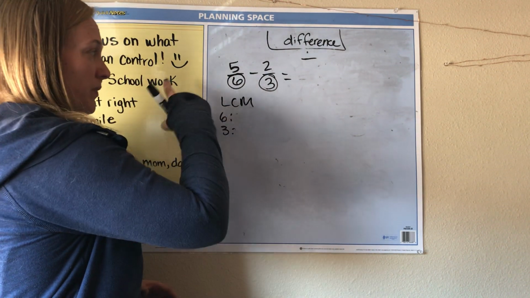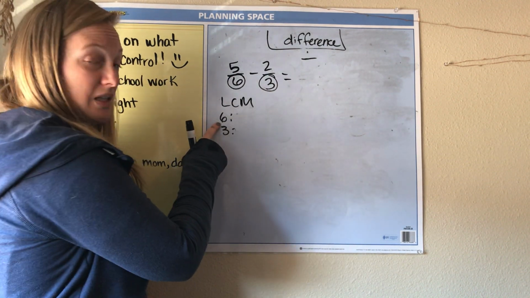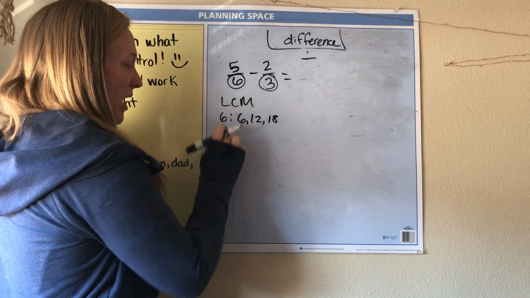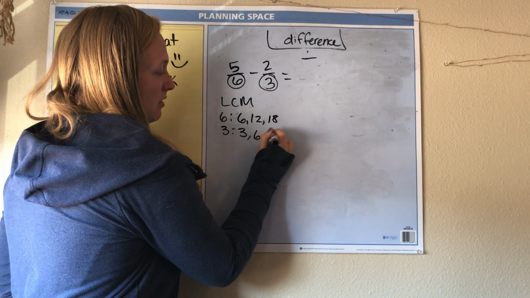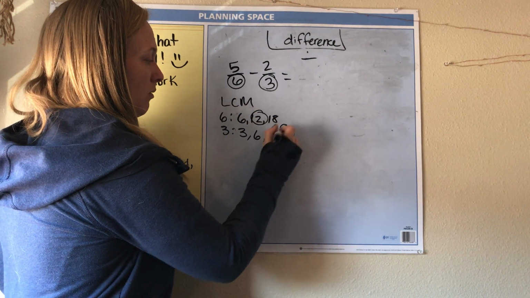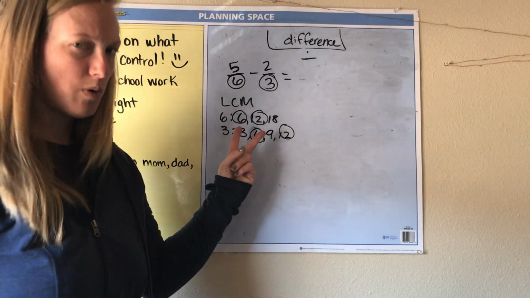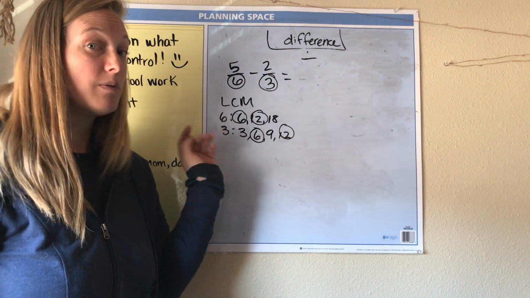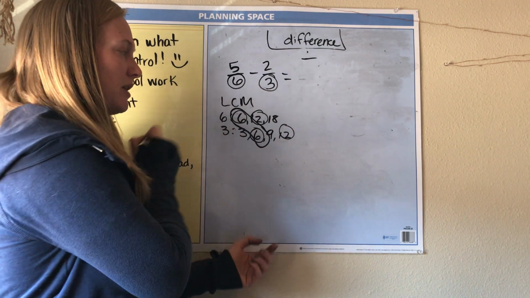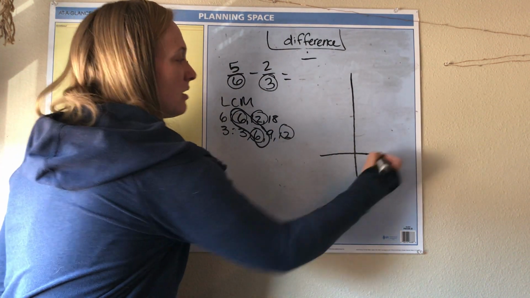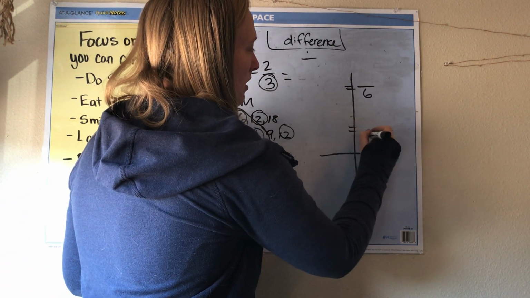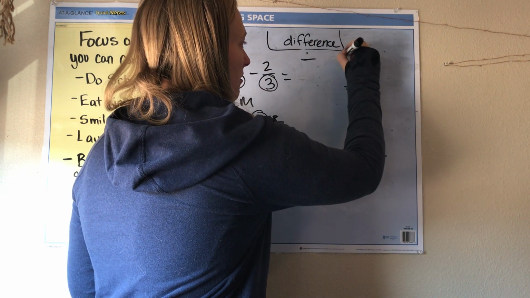Okay, so LCM of 6 and 3, that means I'm skip counting by 6. 6, 12, 18. Skip counting by 3s. 3, 6, 9, 12. I have 2 common multiples. Sorry, 2 least common multiples. Which one is my least? 6. 6 is my least common, so that is going to be my common denominator. I'm going to use 6 over here to find my equivalent fraction.